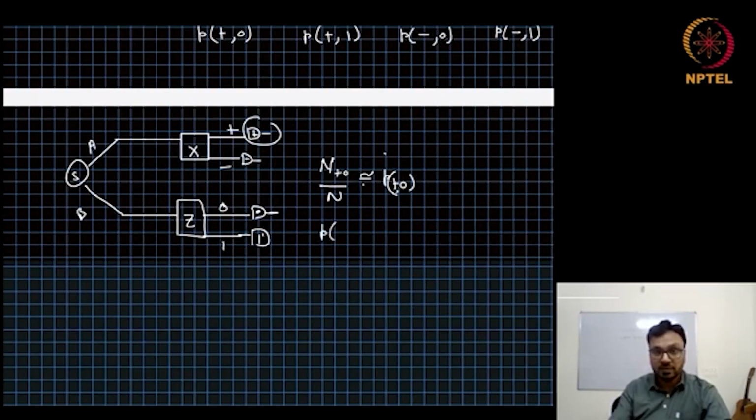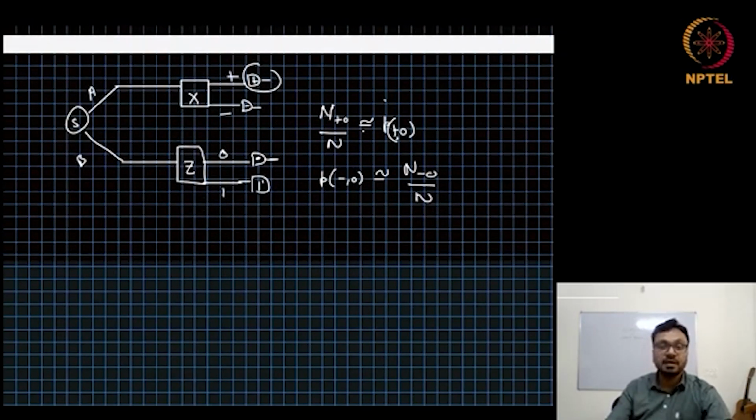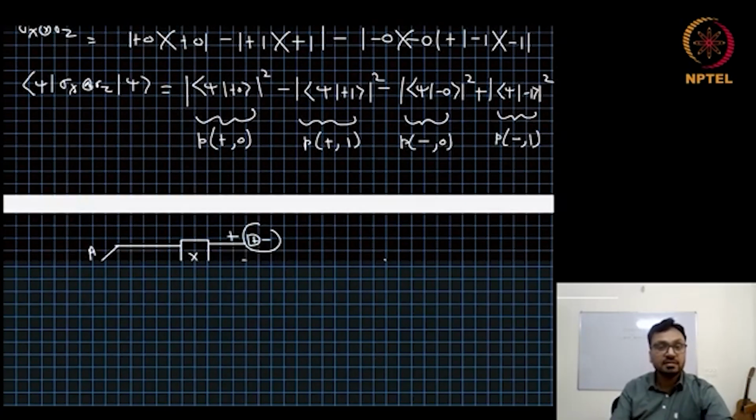Similarly, p of minus 0 is very close to the number of simultaneous clicks in the minus detector up there and the 0 detector in the B qubit, B subsystem, divided by the total number of input pairs. In that way, we can calculate all the relevant probabilities, and now we have to just take care of signs. P plus 0 comes with plus sign, P plus 1 comes with minus sign, P minus 0 comes with minus sign, and P minus 1 comes with plus sign.